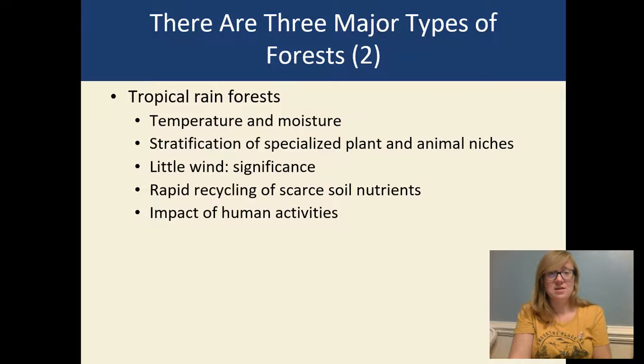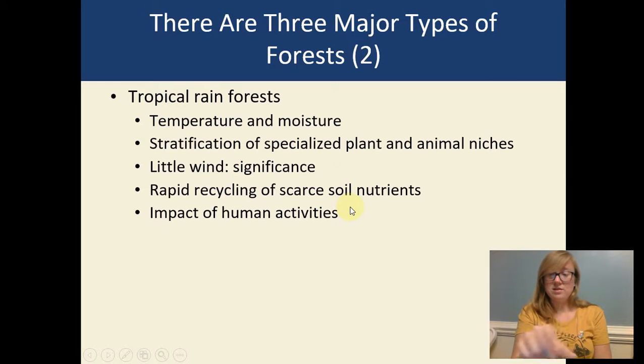There he goes. All right, so tropical rainforest: high temperature, high moisture. When we talk about niches, we'll come back to the tropical rainforest because you see stratification. Now, stratification, when we're talking about rocks or whatever, means layers. So we see layers of niches.